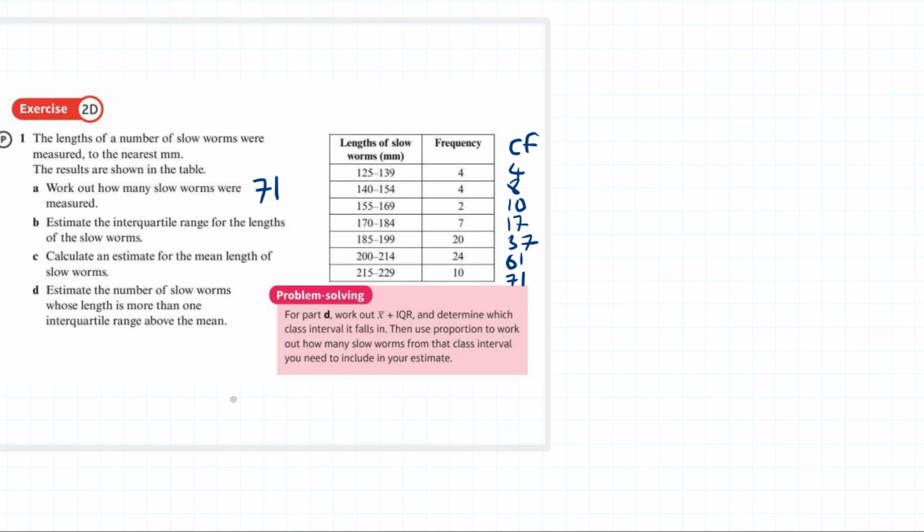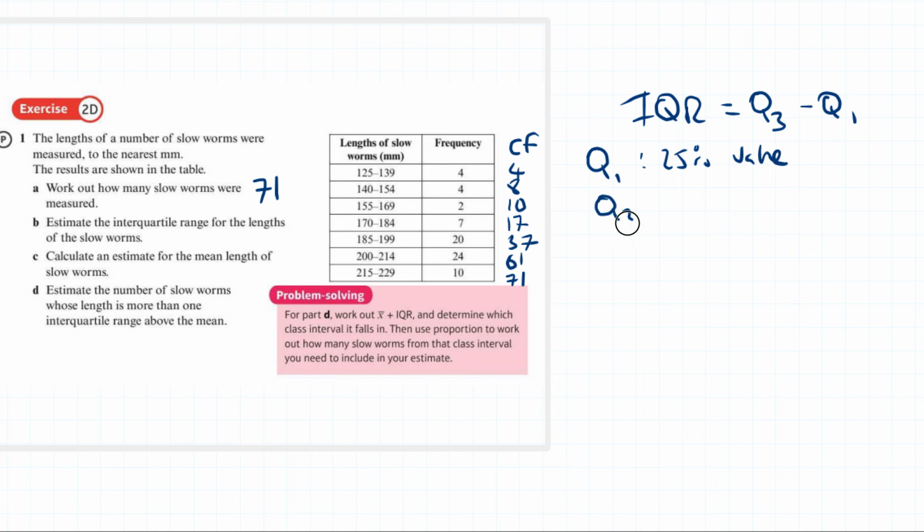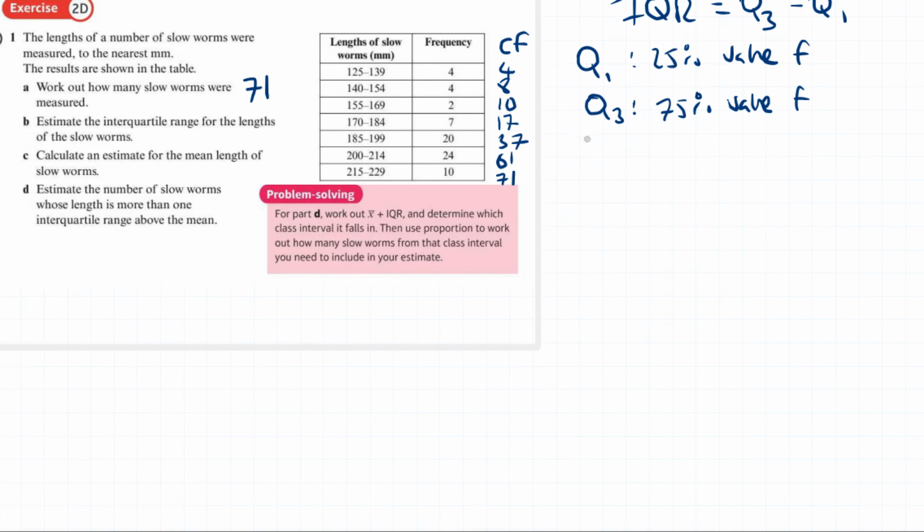The next thing we need to do is estimate the interquartile range for the lengths of the slow worms. To find the interquartile range, it is equal to Q3 minus Q1, where Q1 is the 25% value, or a quarter of the total frequency, and Q3 is 75%, or 3/4 of the frequency. Okay, so for here, let's find Q1.